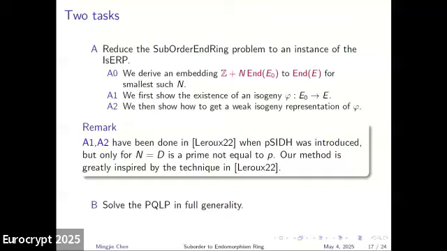Then the second and third tasks: we show the existence of an isogeny phi from E0 to E of degree n from this embedding, and then we show how to get a weak isogeny representation of phi. I need to mention that A1 and A2 have been done in a paper from 2022 when PSIDE, the protocol, was introduced, but only for n equal to d a prime. Our techniques are greatly inspired by those in that paper, but we are generalizing from prime to arbitrary integers.